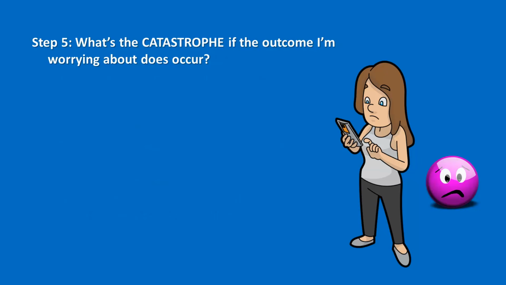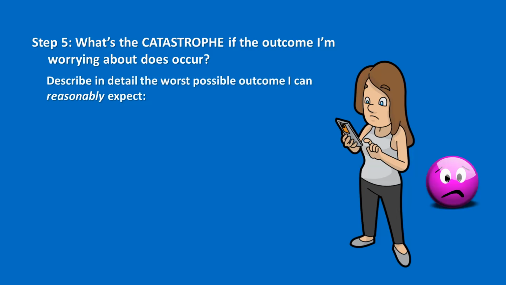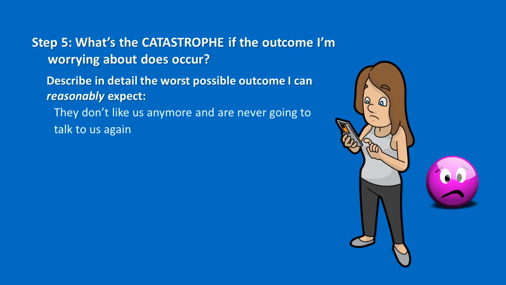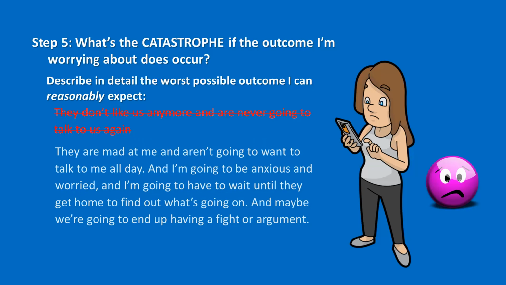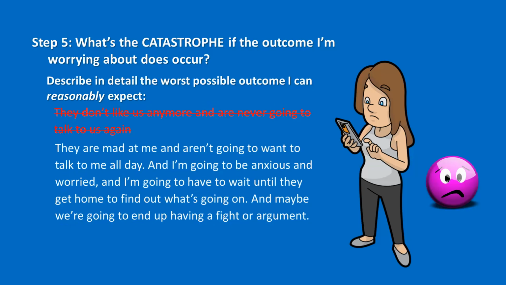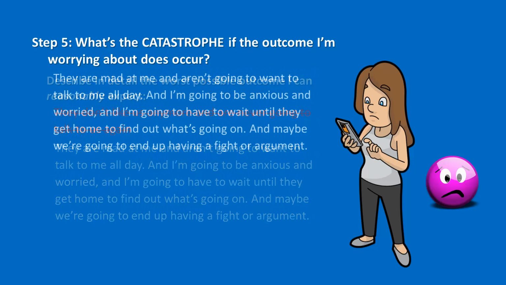And then in step 5 we ask, what's the catastrophe if the outcome I'm worrying about does occur? And we describe in detail the worst possible outcome we can reasonably expect. And so it's probably not that they don't like us anymore and they're never going to talk to us again, because while that might be the most catastrophic outcome, it's not very likely. So in this case, maybe the worst outcome we can reasonably expect is, they are mad at me and they're not going to want to talk to me all day. And I'm going to be anxious and worried and have to wait till they get home to find out what's going on. And maybe we'll end up in a big fight or argument tonight.